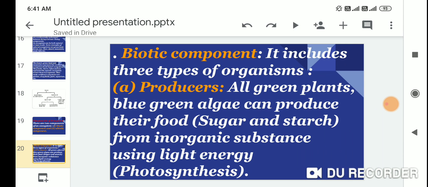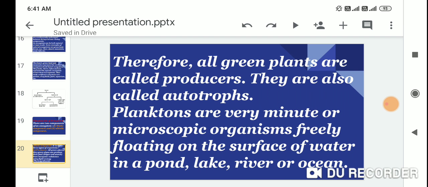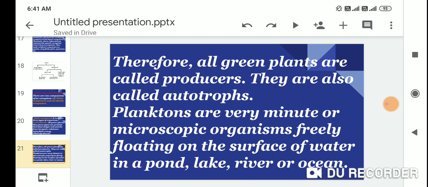The first one is the producers. All green plants and blue-green algae can produce their food, sugar and starch, from inorganic substances using light energy. It is called the photosynthesis process. Therefore, all green plants are called producers, as they make our food. They are also called autotrophs.